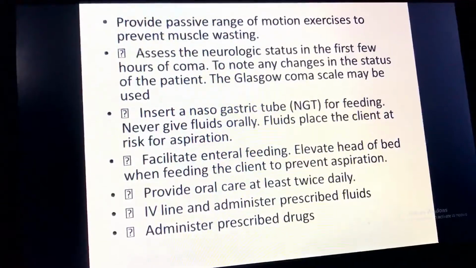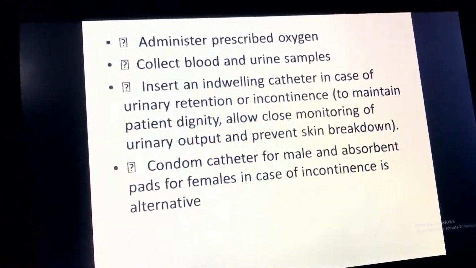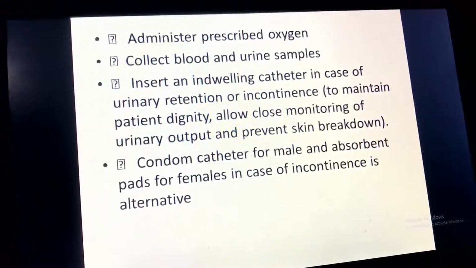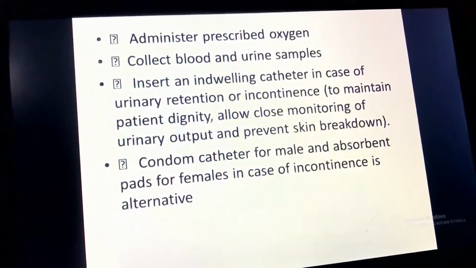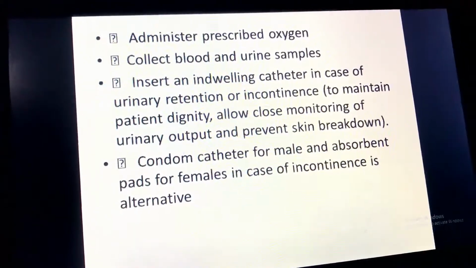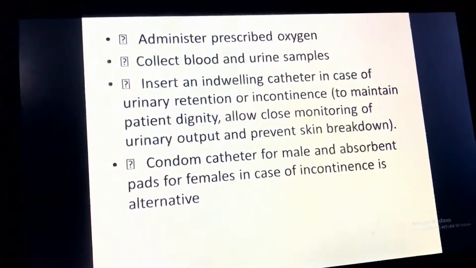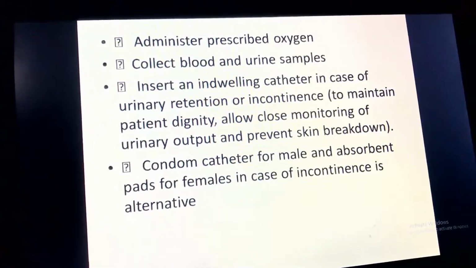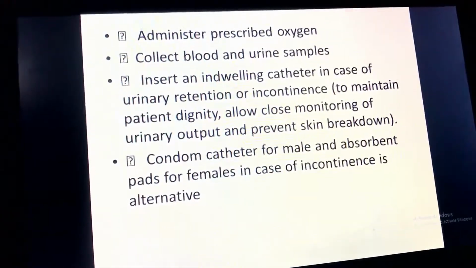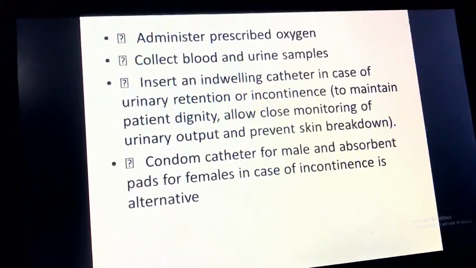Establish an IV line and administer prescribed fluids. Administer prescribed drugs. This is nursing care. Administer prescribed oxygen. Collect blood and urine samples. Insert an indwelling catheter in case of urinary retention or incontinence. A condom catheter for males and absorbent pads for females in case of incontinence is an alternative. We can't continue to use the urinary catheter because it can cause infections. If possible, please use a condom catheter for males and pads for females.